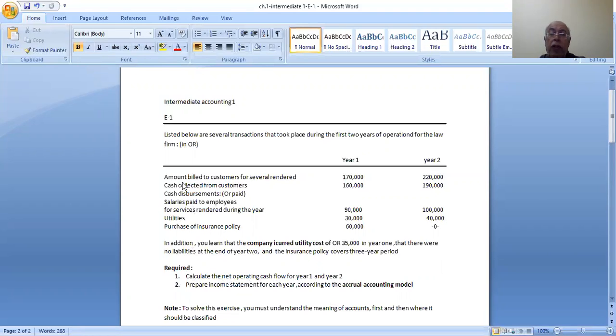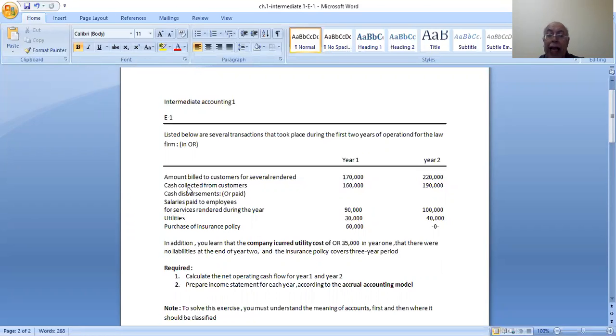Before you start the question, you have to understand what we mean by amount billed, cash collected, and cash disbursement: salaries paid, utilities, insurance purchase. You have to understand this information before solving any requirements. Amount billed means the company issued bills to customers for services rendered during year 1 and year 2.